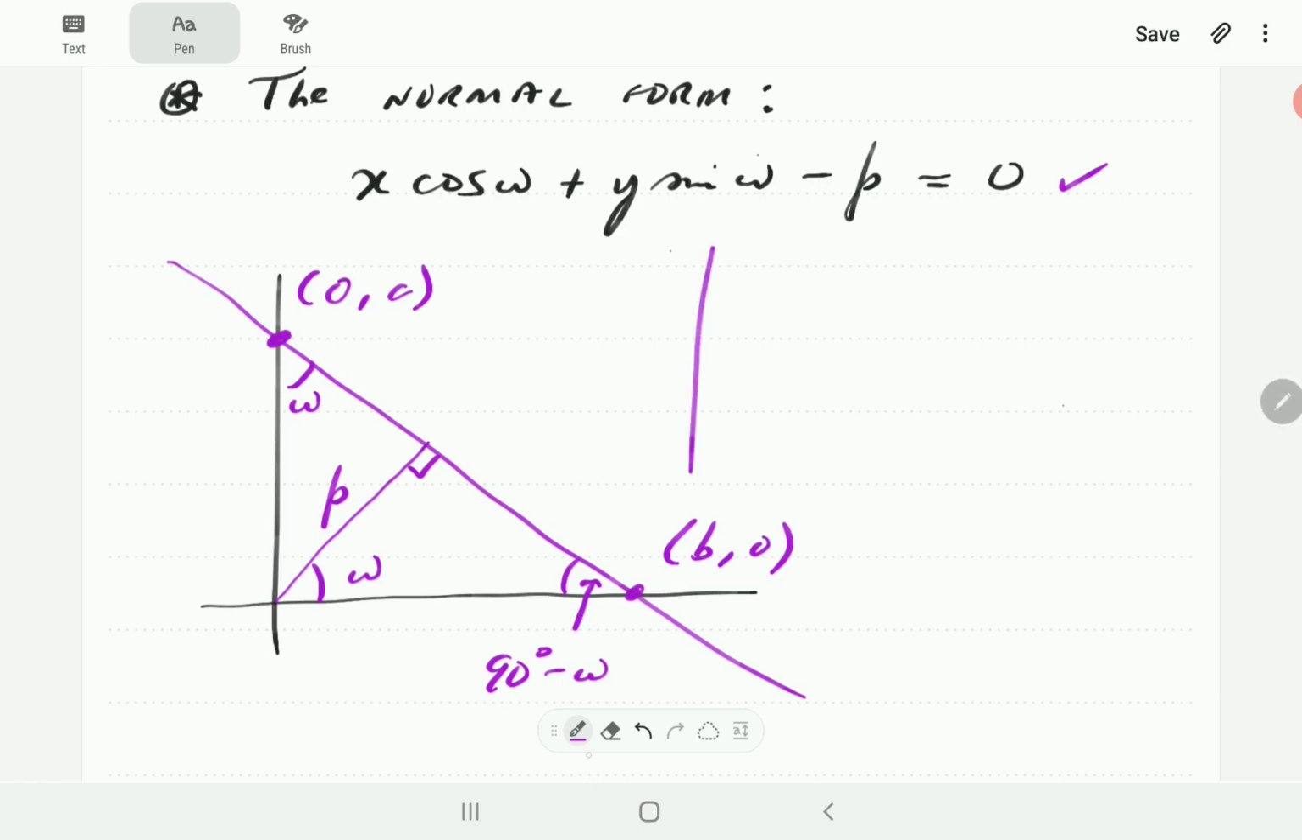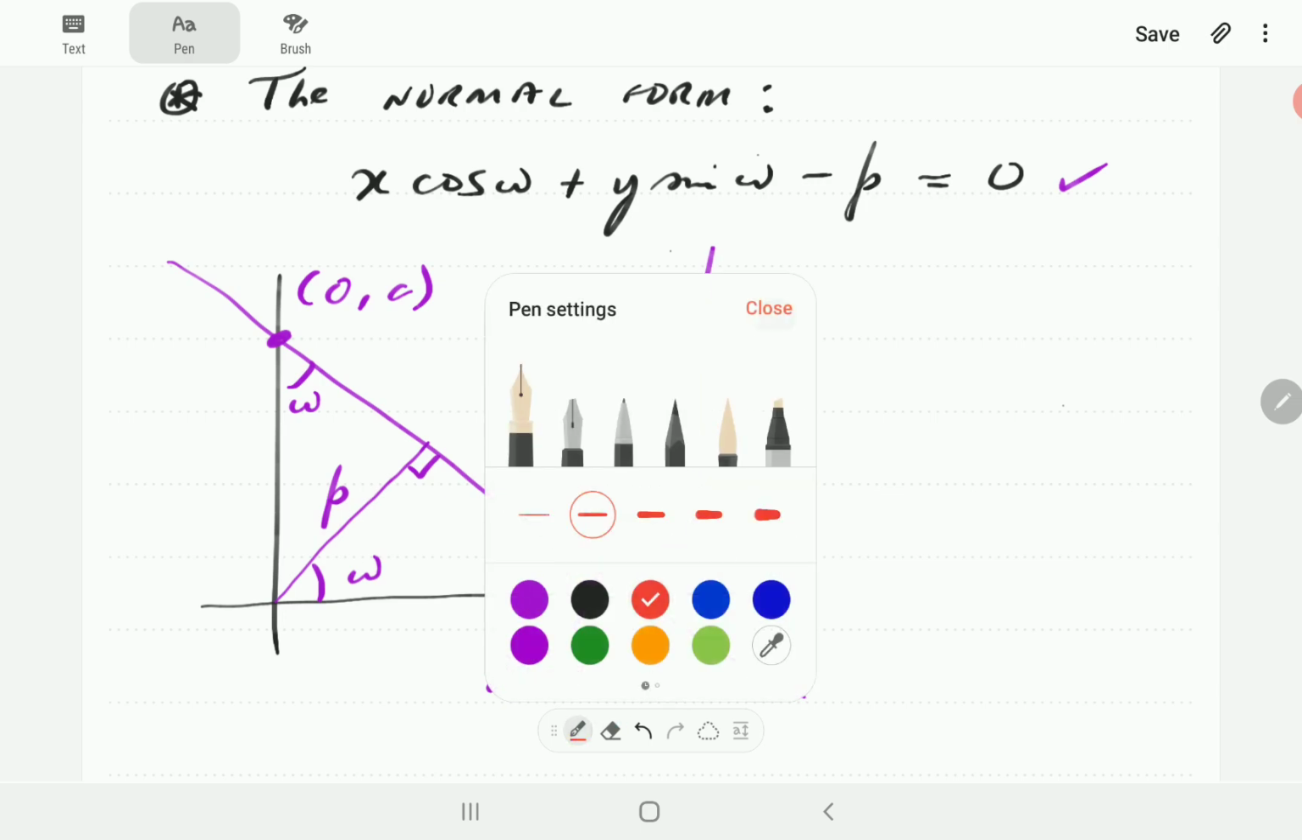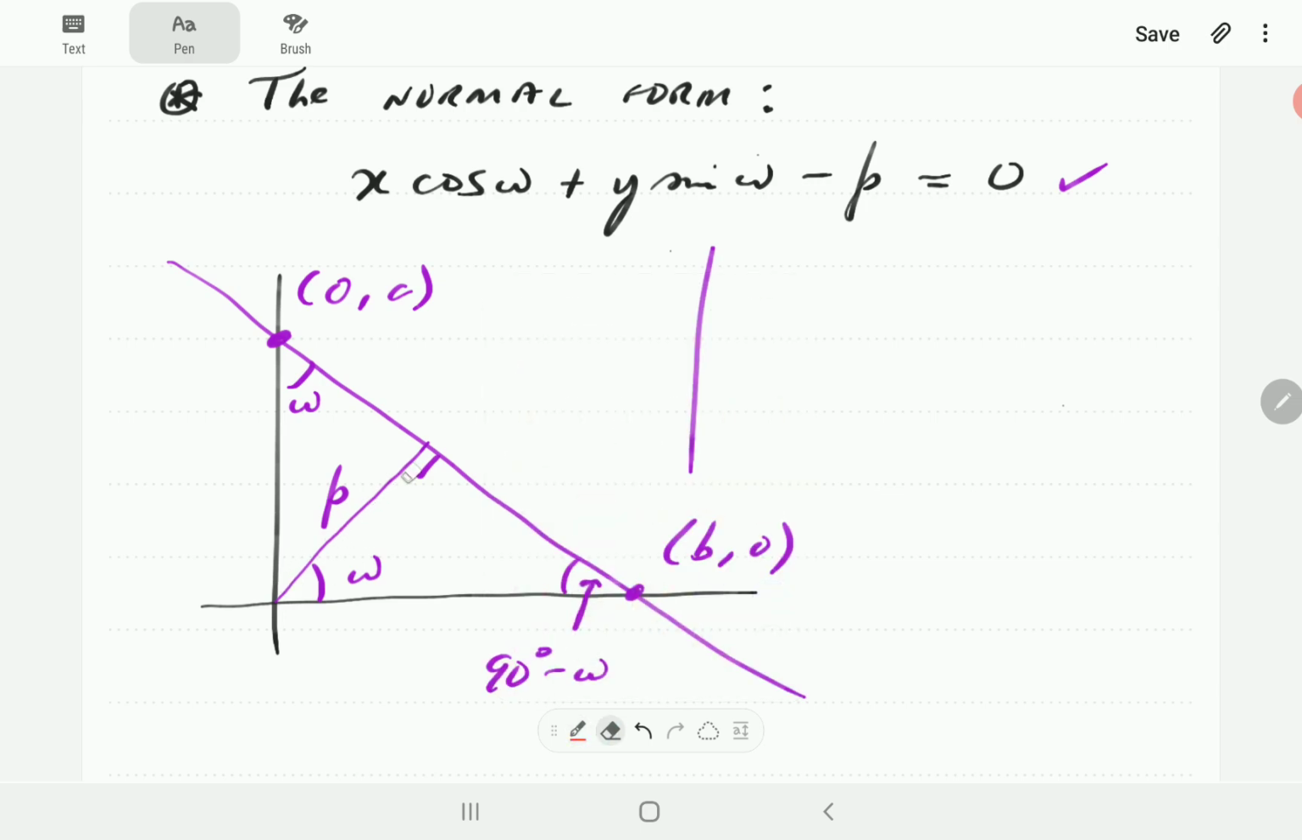If we take this triangle, for instance, then we can see that sine omega will be p over c. So p over c is sine omega. So this is telling us that c is actually going to be p over sine omega.